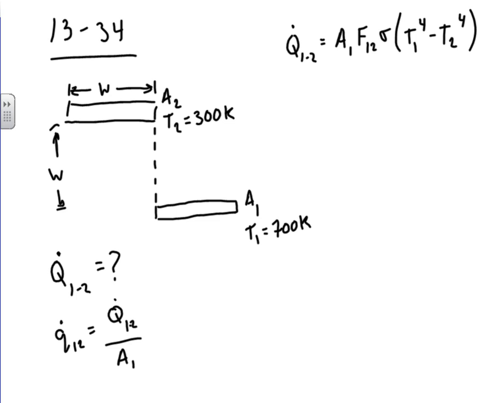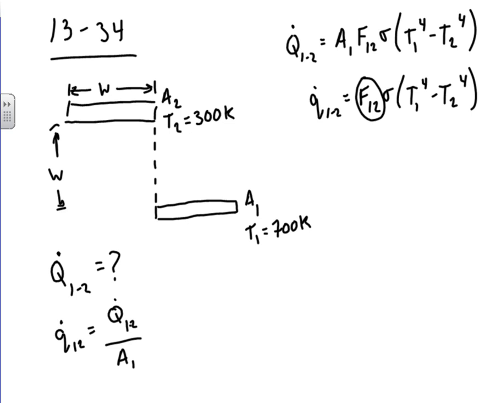So we go back to our equation for big Q, and we see that we're going to get rid of the A1, so we'll have little q dot from 1 to 2 is just going to equal the view factor from 1 to 2 times sigma times T1 to the 4 minus T2 to the 4. We're given T1 and T2. We know our Stefan-Boltzmann constant of 5.67 times 10 to the minus 8. And we only need to calculate what F12 is. So how do we do that?